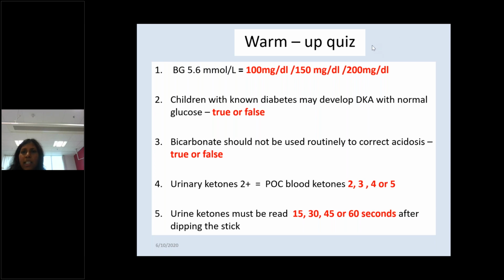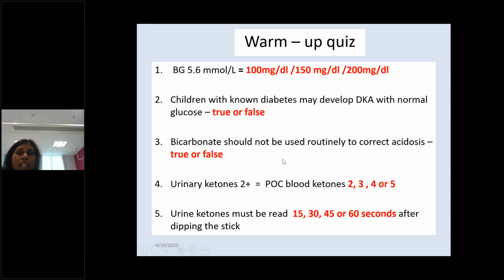I'm not able to see the rest of the chat, so I'm just going to say the answer. This is true. And then moving on to the third question, bicarbonate should not be routinely used to correct acidosis. True or false? True. Yeah, perfect. Thank you.